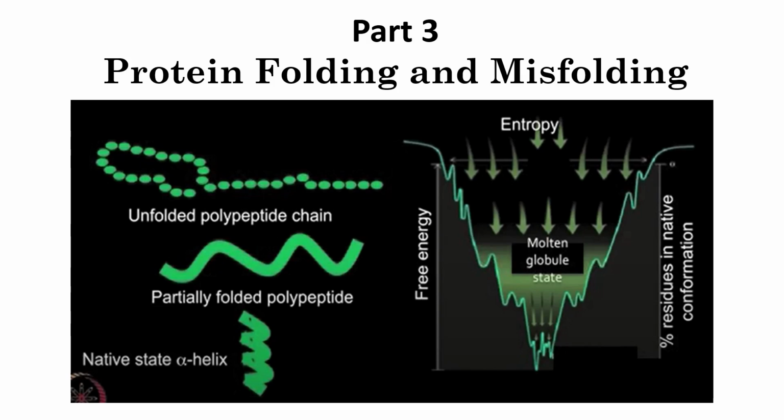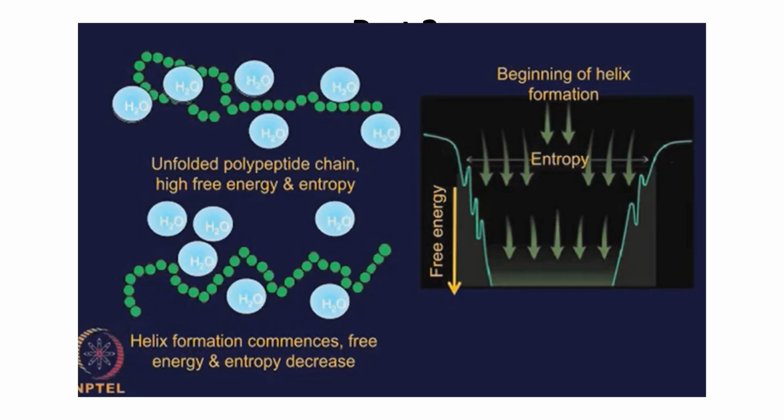What is entropy? It is a measure of degree of randomness, right? So if you check the entropy of a protein, it depends upon the structure of the protein, whether it is properly folded or not. At the beginning of helix formation, the entropy is much greater. So there is high free energy, and helix formation commences and brings the energy down, then entropy decreases. That's what I was just talking about.